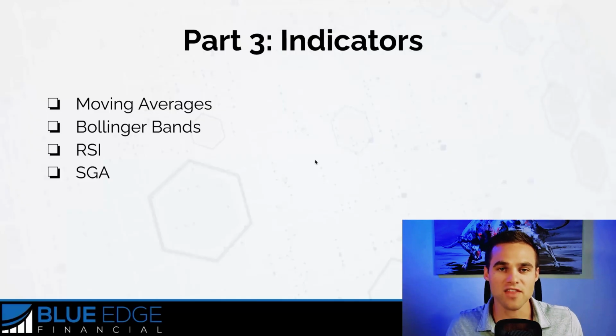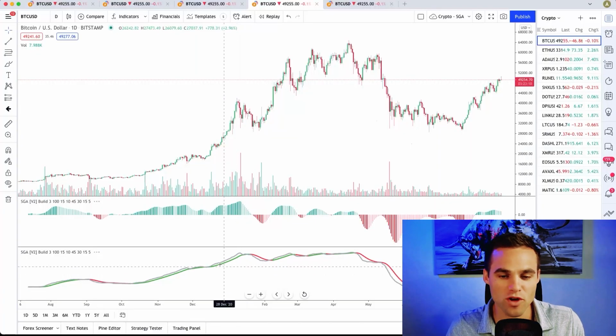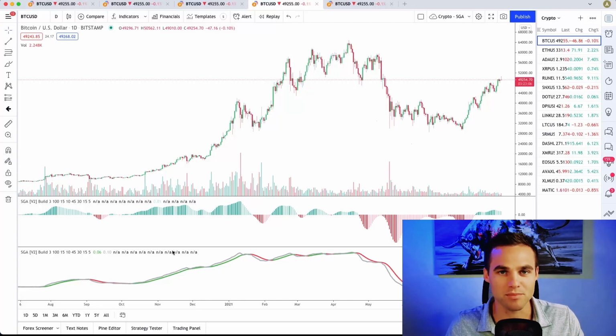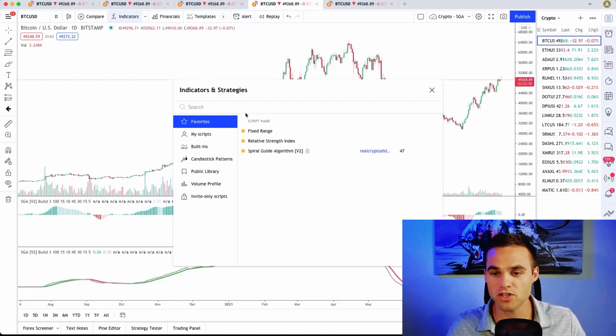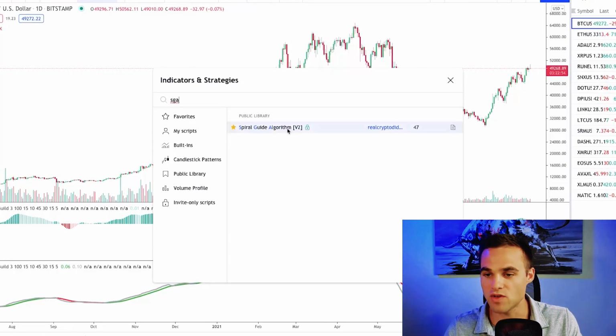Now, the next indicator that we're going to talk about is something called the SGA, or the Spiral Guide Algorithm, and this happens to be my favorite. The SGA was actually a proprietary algorithm that was put together by a gentleman named Lee Ryder, who's a partner of mine that's been trading since Bitcoin was 1 penny, believe it or not. To put it on your chart, you just come in here and type in SGA and you can see it right here.